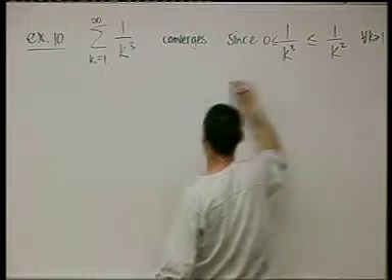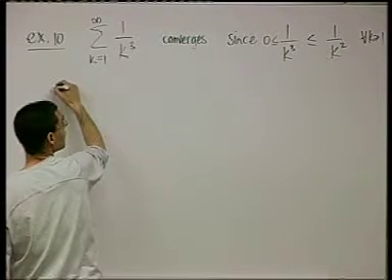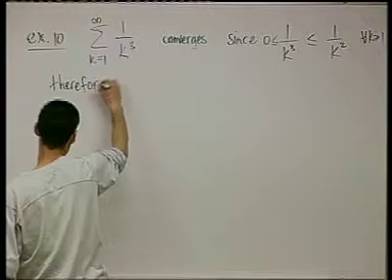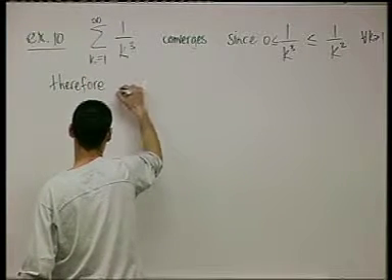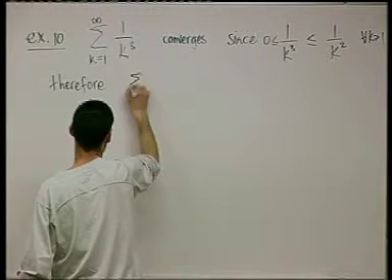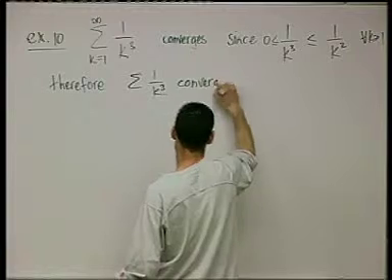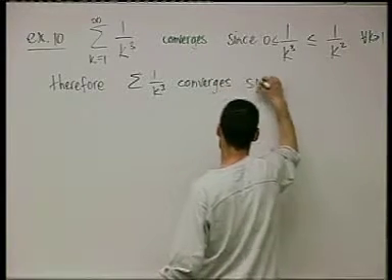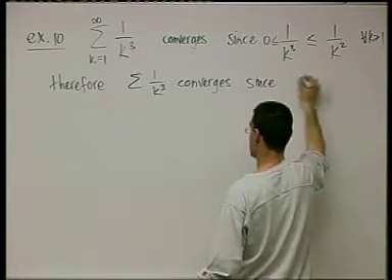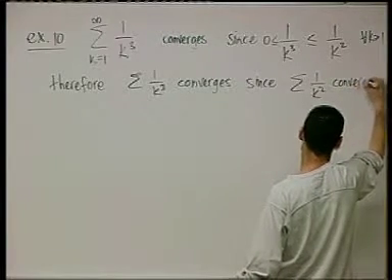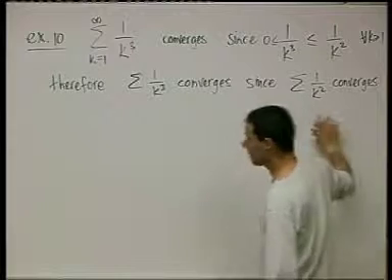Since this is true, therefore, sigma 1 over k cubed converges, since sigma 1 over k squared converges. This we know by the previous example. So by the comparison test.